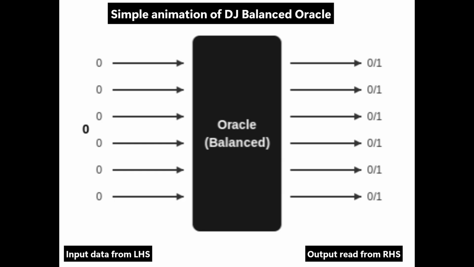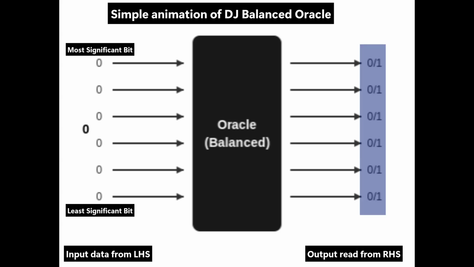Animation explains the Deutsch-Jozsa balanced oracle. We input the numbers in the form of binary strings from the left-hand side and read the output from the right-hand side. Let's assume that the topmost bit is the most significant bit and the bottom one is the least significant one. In this specific case, we are dealing with 6-bit binary strings.